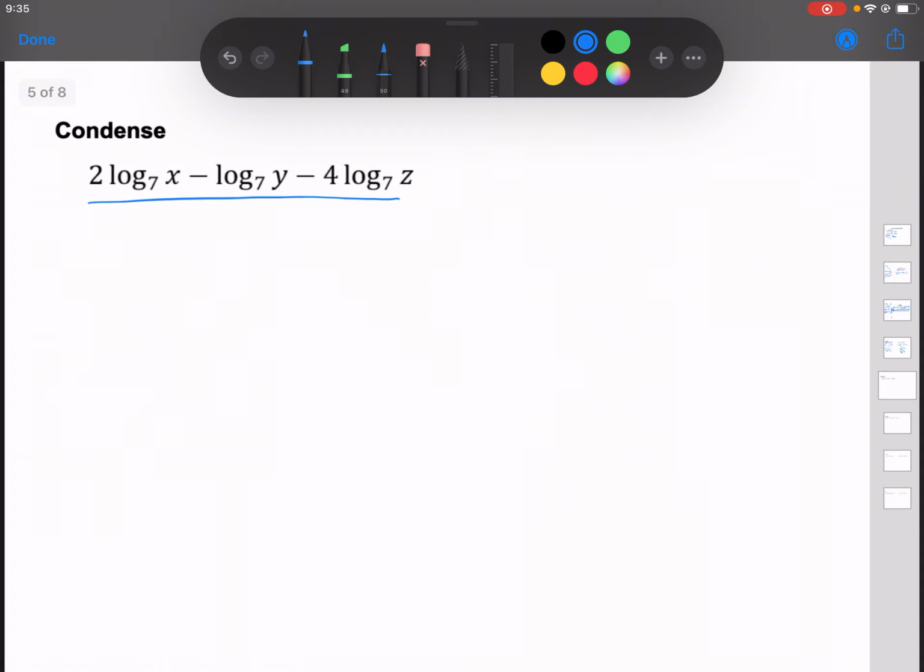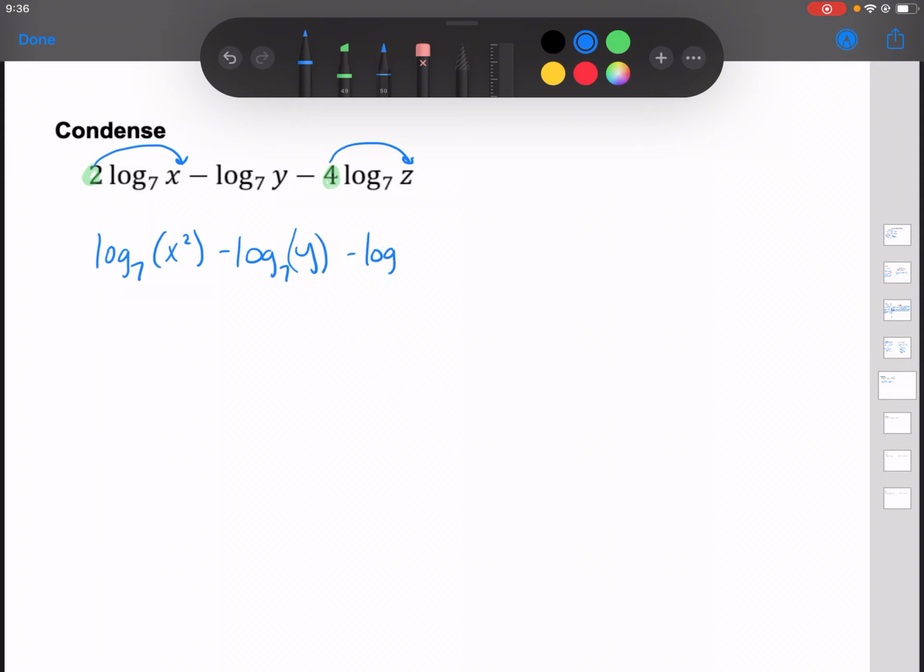Let's get a little crazier. So once again, numbers in front need to be moved in and they're now the exponents. So we have log base 7 of x squared minus log base 7 of y minus log base 7 of z to the 4th power.